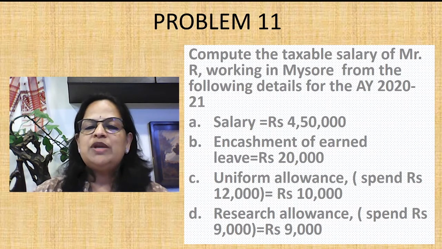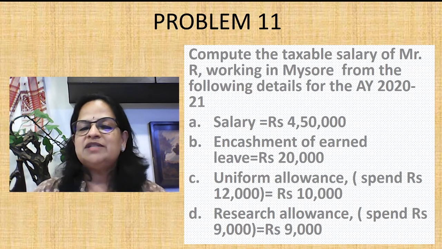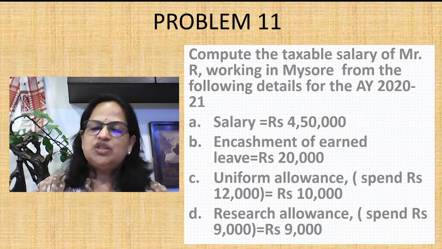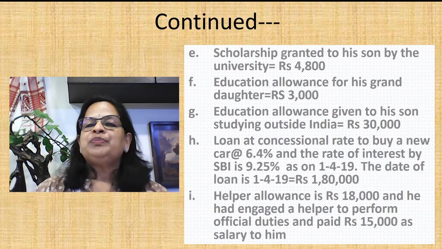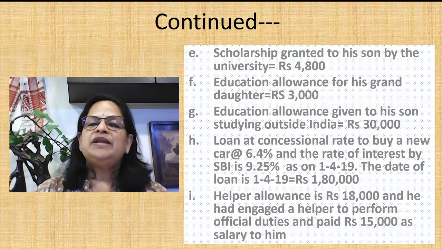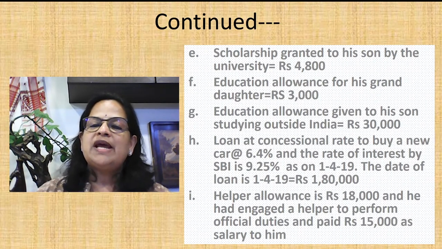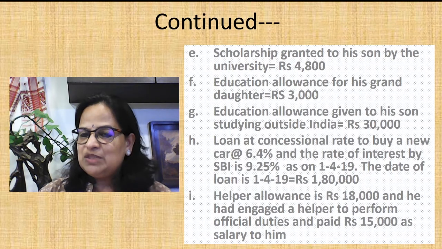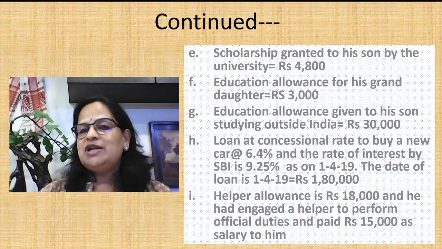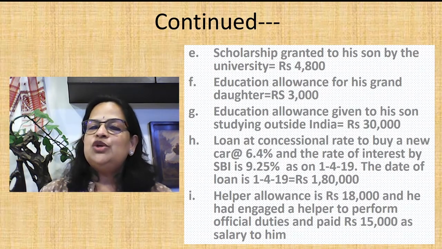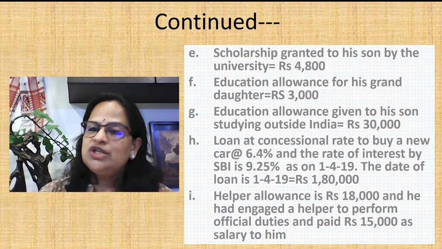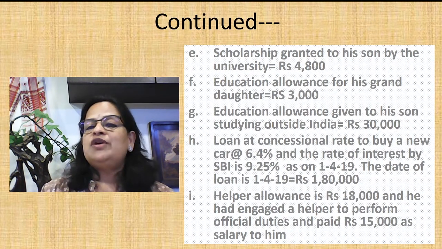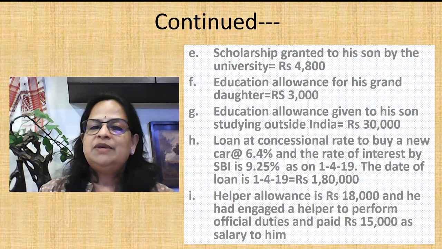Research allowance. Spent rupees 9,000. He received 9,000 and he had spent 9,000. It will not be taxable. Scholarship granted to his son by the university, 4,800. Now education allowance for his granddaughter, 3,000. It will be taxable. I told you the difference between education expenses reimbursed and education allowance. Education allowance, I told you, is allowed only for own children, only 2 children. It's not for grandchild. It will be completely taxable.